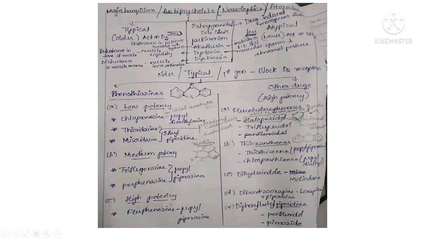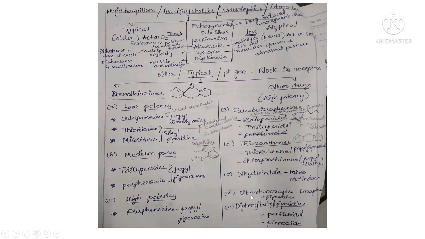Next we come to the drugs like fluorobutyrophenones, like haloperidol and trifluperidol. And then thioxanthenes. See, this is a xanthene ring. Thioxanthene, X-A-N-T-H-E-N-E, is different from xanthine, X-A-N-T-H-I-N-E. These two are different. Under thioxanthenes, we get thiothixene and chlorprothixene. Thiothixene is a propyl piperazine, whereas chlorprothixene is a propyl dialkyl. And dihydroindole, which is nothing but molindone.